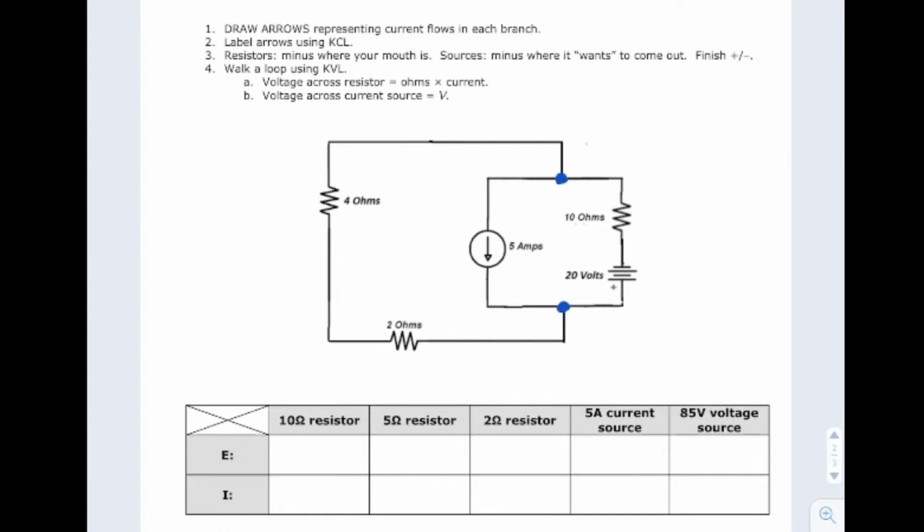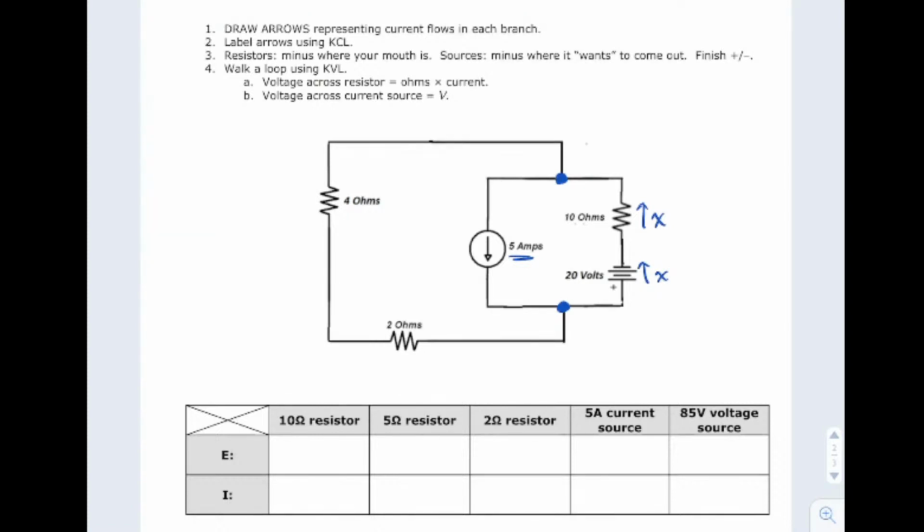We should label them. Actually, this one's already labeled for us. It's 5 amps right there. What's going on over here? I don't know. Looks like I got a battery trying to push up, so I'm going to guess that it's pushing up. And if that's X amps, then that's also X amps because it's all the same junction.